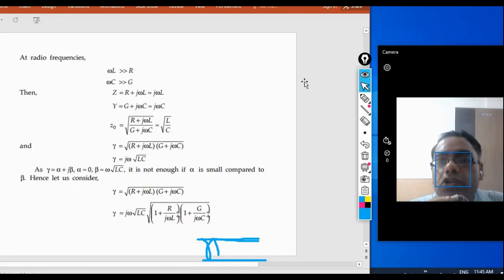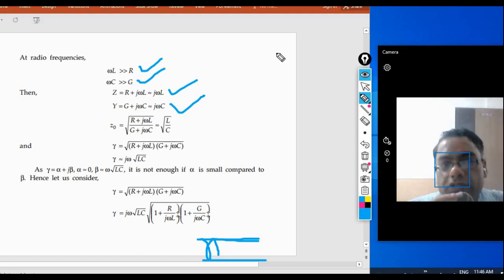Analytically also, we see that omega L is much greater than R, and omega C is much greater than G, so the series impedance Z, R plus j omega L, can be approximated as j omega L, and the admittance Y, G plus j omega C, can be approximated as j omega C. So the characteristic impedance of the line, given by the square root of (R plus j omega L) by (G plus j omega C), can be approximated as root over L by C, which means it is totally real. This is what we have seen: the characteristic impedance of a lossless line is completely real.